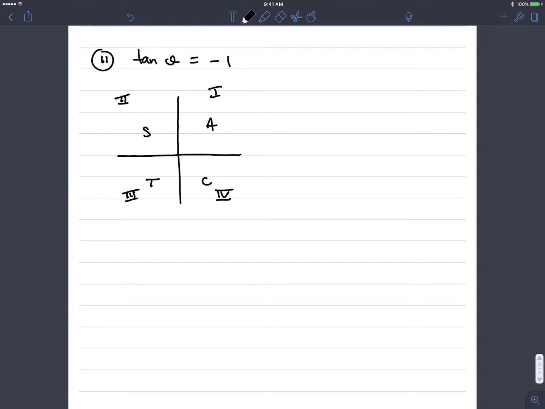So what quadrants is tangent actually negative? All right, we're going to say quadrant 2, quadrant what? 4. Is that right? Let's double check. No, that's not, I did 3. Yeah, you're right. Quadrants 2 and 4. Okay, let's double check. Yeah, that looks good.